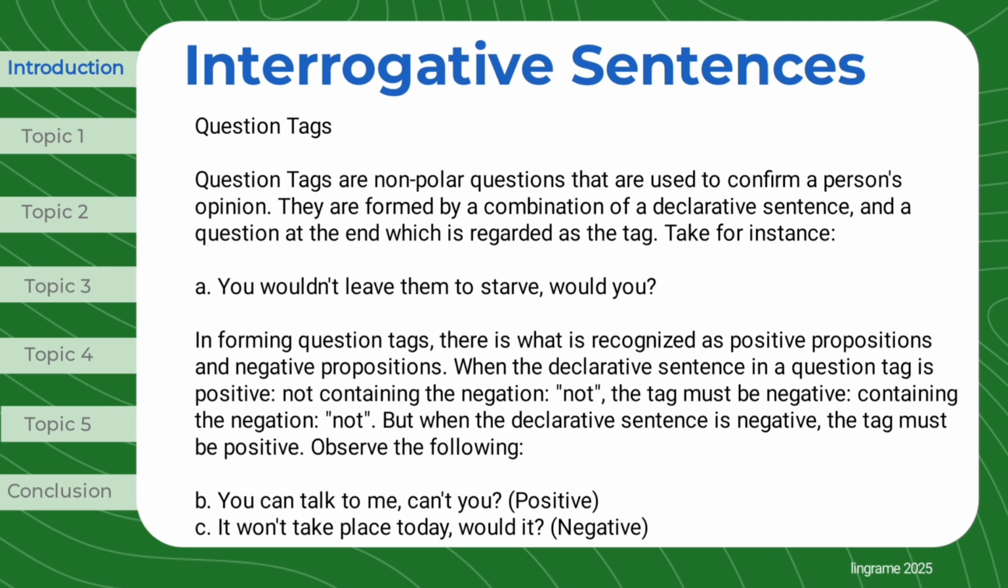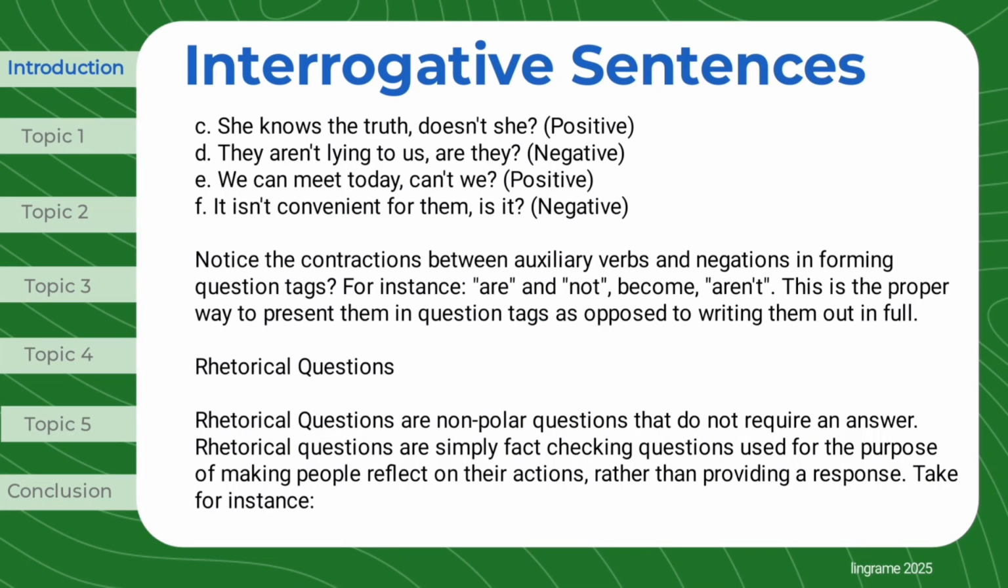Observe the following: you can talk to me, can't you? Positive. It won't take place today, would it? Negative. She knows the truth, doesn't she? Positive. They aren't lying to us, are they? Negative. We can meet today, can't we? Positive. It isn't convenient for them, is it? Negative.